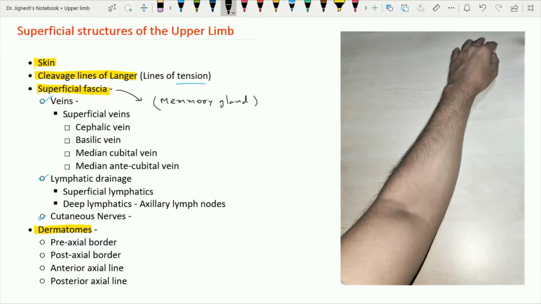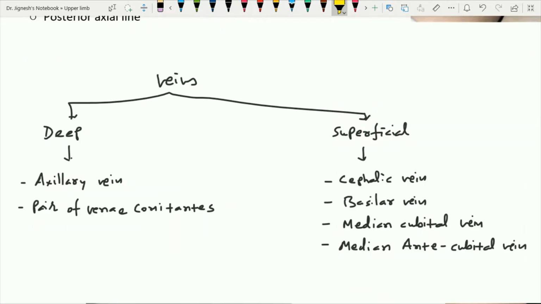Before going into details of the superficial veins of the upper limb, let's see the venous orientation of the whole upper limb. When we see the veins of the upper limb, there are two types: the deeply situated deep veins and the superficially situated superficial veins. The deep veins are actually in the form of a pair of vena comitantes. What do we mean by vena comitantes? These veins are wrapped around the artery and they are in a pair, and this is called vena comitantes.